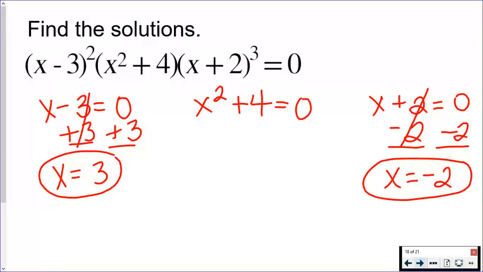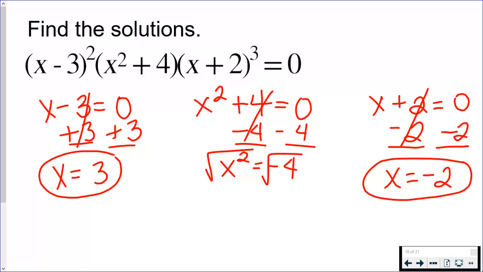One thing I did want to go over, though, was that x squared plus 4 is equal to 0. So in order to solve for x, I'm still going to move the 4 over. Now, in order to get x by itself, you would take the square root of both sides.